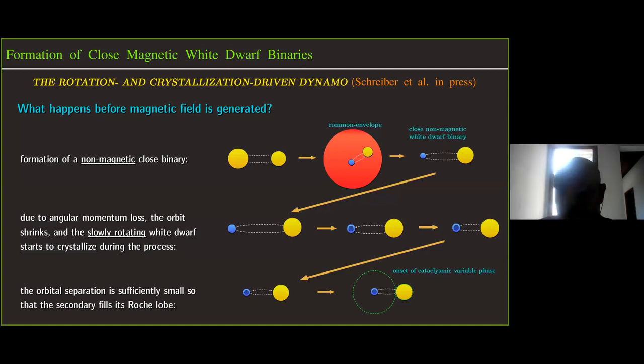So here we don't have anything new actually from what Stephen and Anna told us. The only thing we are considering here, as additional, is that we consider that the white dwarf can crystallize. And also we take into account the rotation of the white dwarf.